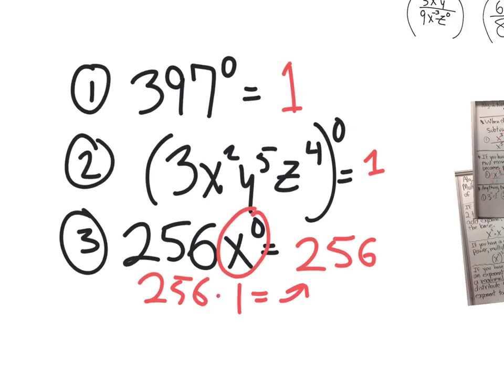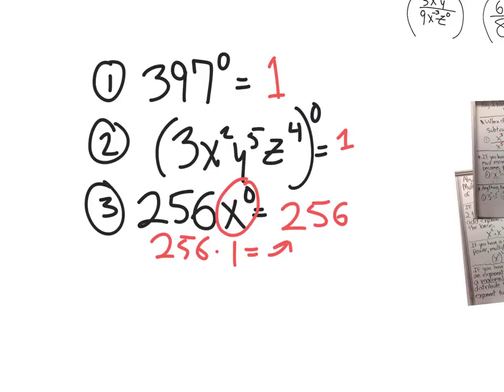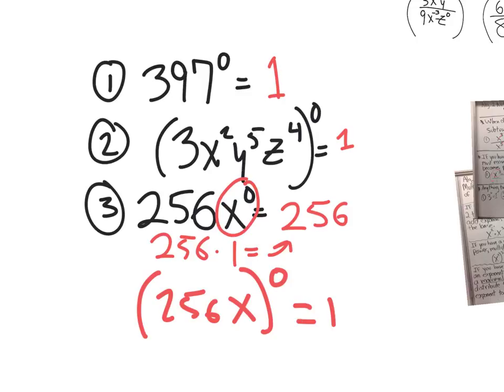Now, it would be a different story if you had 256x to the 0 power with the parenthesis around the whole thing. Then, yeah, that equals 1. But in this case that you're seeing right here, it's 256 times x to the 0. That's really 256 times 1. So your answer is 256.